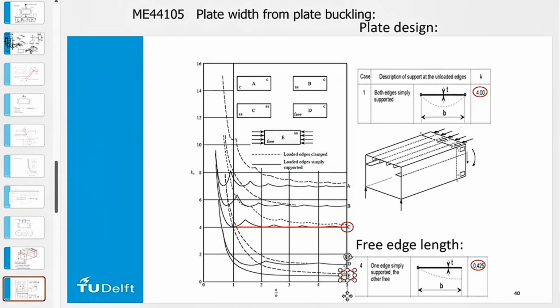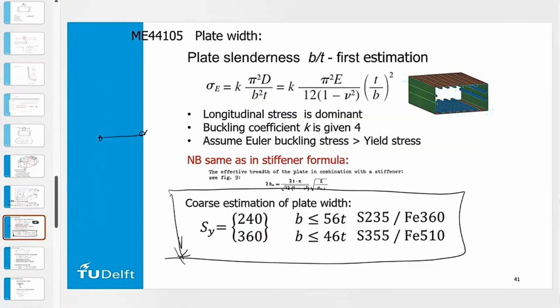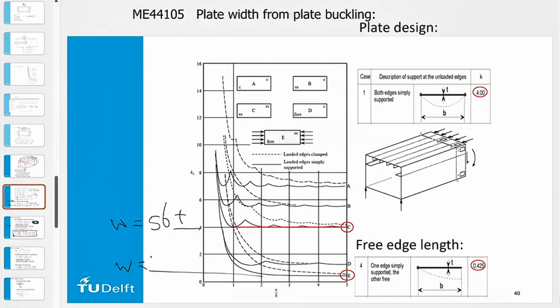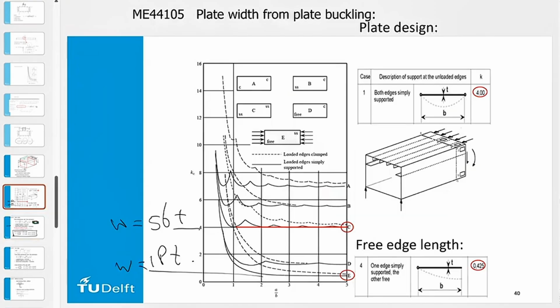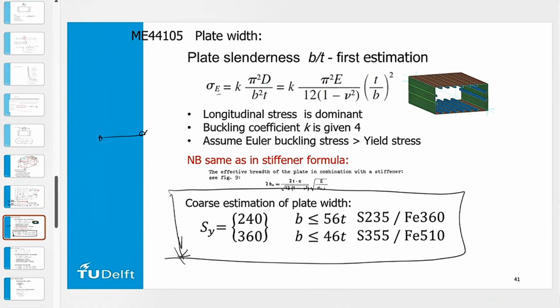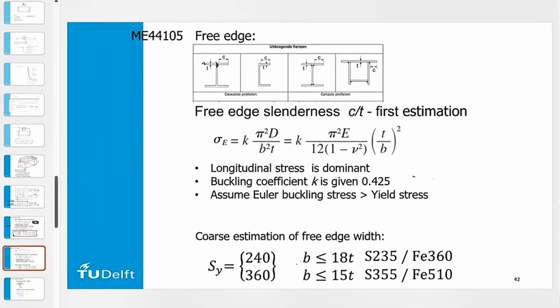Again, we discuss what happens if we have a free edge in an ideal situation. So here we had 56 times the thickness, and here, if we calculate, the width is 18 times the thickness. And that is because of this free edge. If we take that into account into the limit where we assume that yielding and buckling risk are at the same level, then this is the rule of thumb.